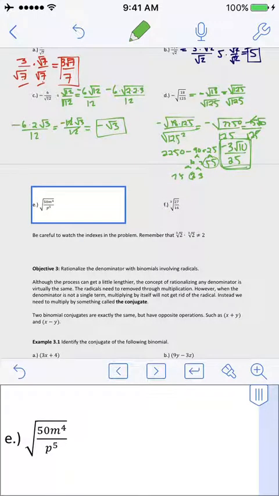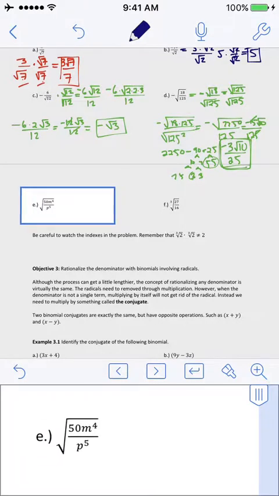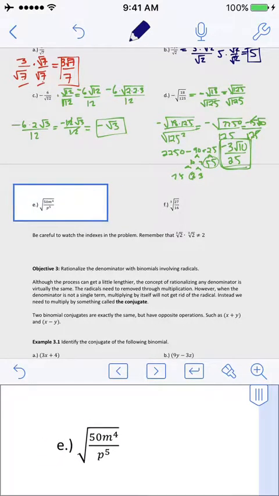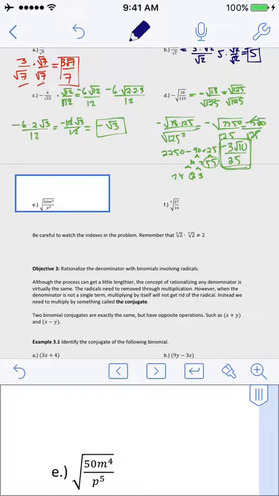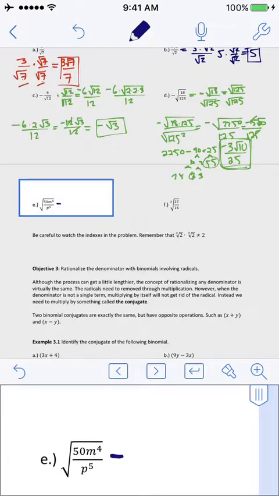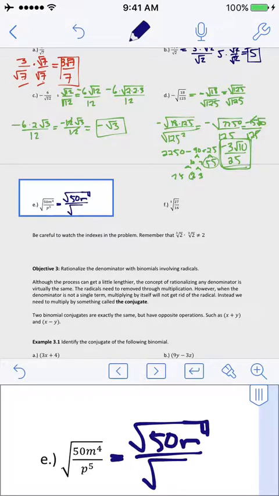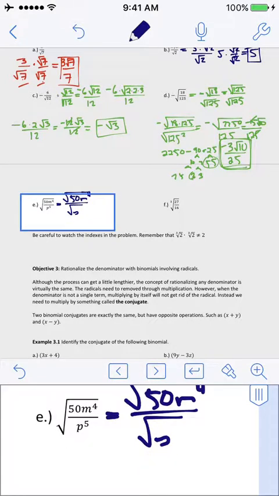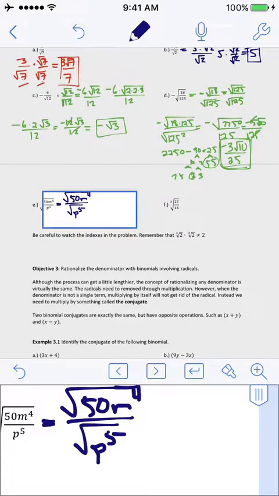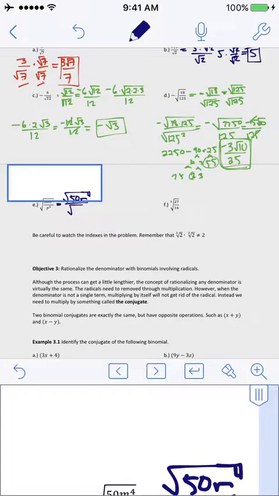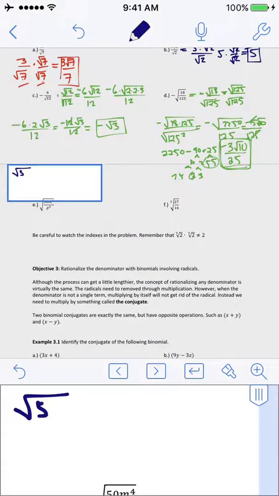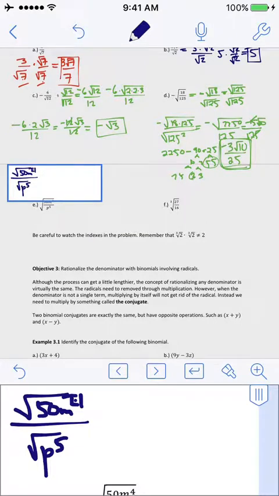Okay. Let's try another one. This time with some variables. Could be fun. So I have here a quotient under a radical. I think I'm going to change it to 2 radicals and a quotient. So I have root 50 m to the 4th over root p to the 5th. Let's simplify first. I'm actually going to write it up here.